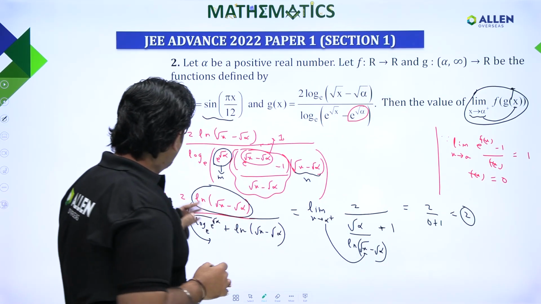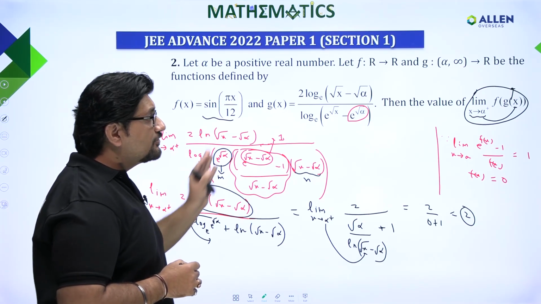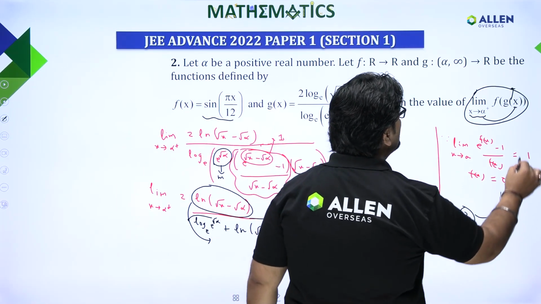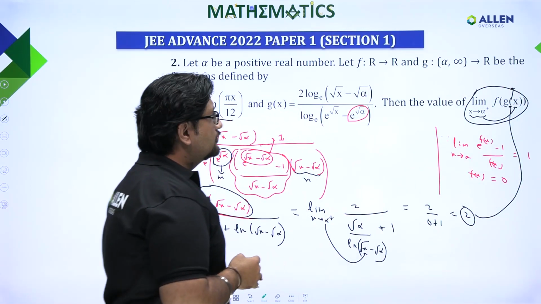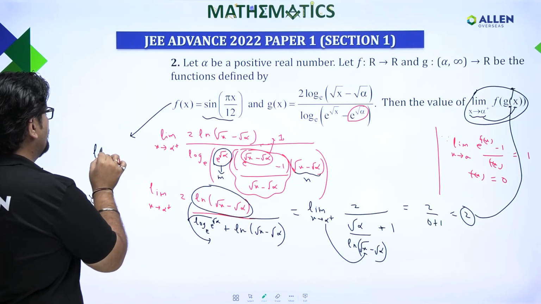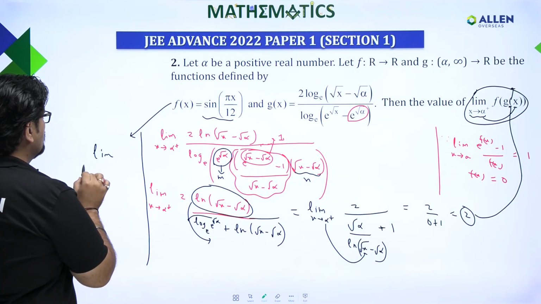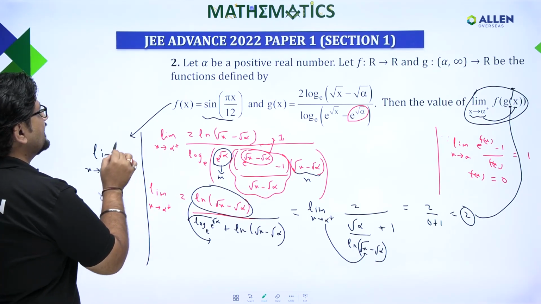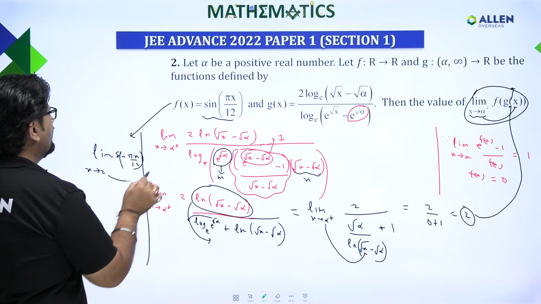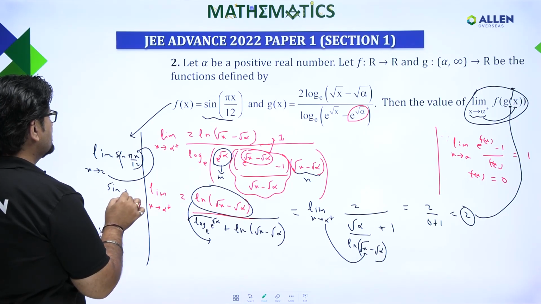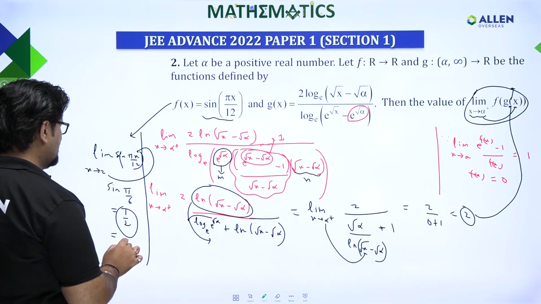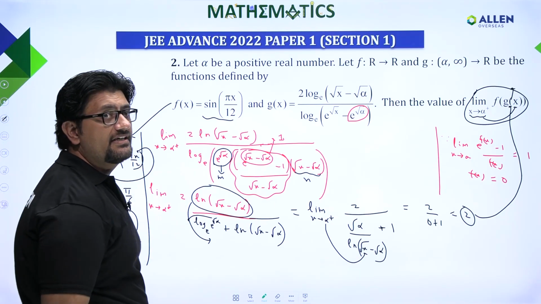So if I am applying the limit x tending towards alpha plus over gx, I am getting 2, my dear. And now this 2 will definitely come in the domain of f. So now if x is tending towards 2 in the domain of f, I am picking the point at the last. So limit x tending towards 2, what is fx, my dear? This is sine pi x by 12. Now if I put the value 2 here, I will get sine of pi by 6, which equals half. So the answer is 0.5, my dear.